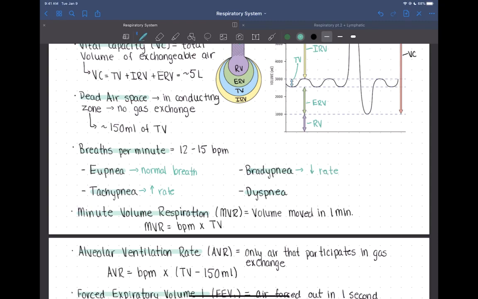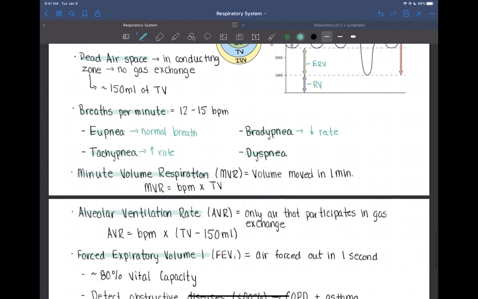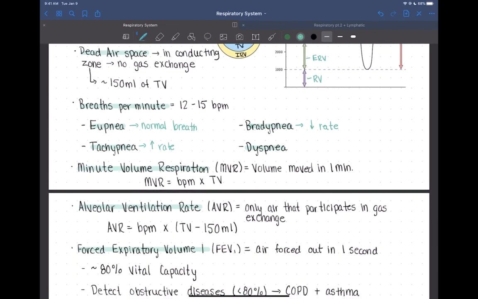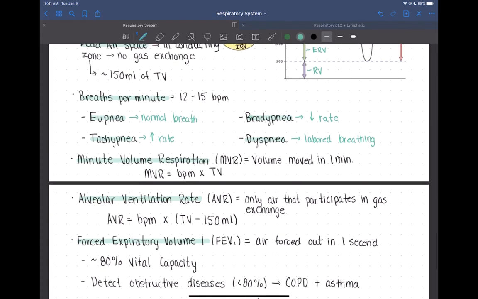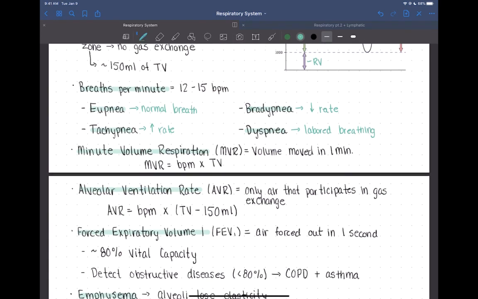All right? And then a patient can also be described as having dyspnea. All right? And so dyspnea is labored breathing. So it's not necessarily breathing that is fast or slow, but it is breathing that is difficult, right? They're really struggling to get air. That's dyspnea, labored breathing. Okay.